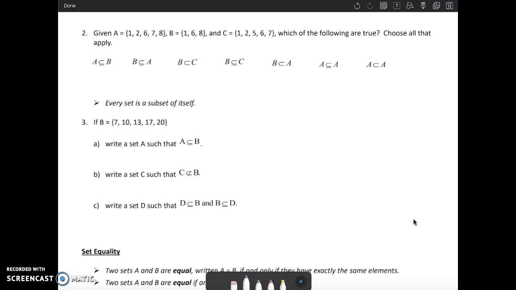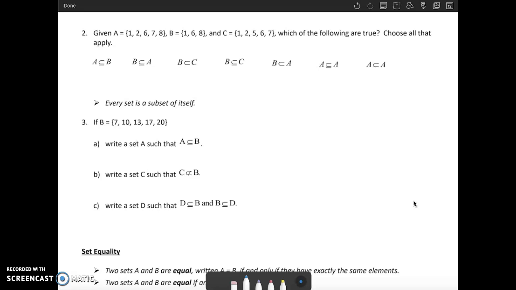Okay, so let's practice using these subset notations. We've got 3 different sets here, A, B, and C. A is the set of the numbers 1, 2, 6, 7, and 8. B is the set of the numbers 1, 6, and 8. And C is the set of the numbers 1, 2, 5, 6, and 7. We want to choose which of the following statements are true. Choose all that apply.